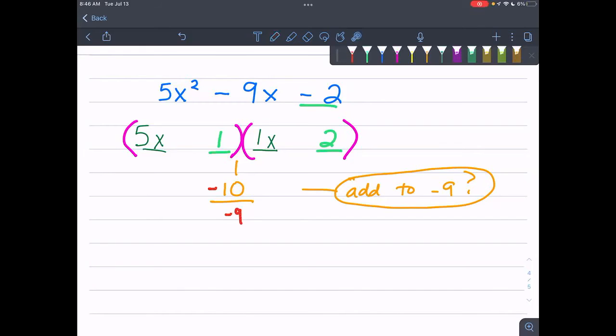And the -10 came from these 2. So the 2 will need to be negative. 5 times -2 gives you -10. And we want the 1 to be positive.